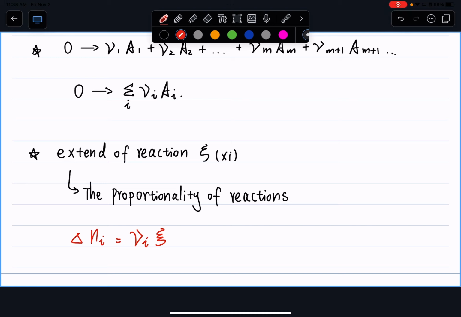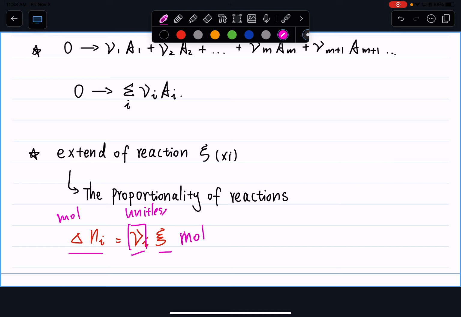Now, in this process, if you think about it, our coefficient is unitless. Right, so the nu I, that is your stoichiometric number, it doesn't have any unit. The total change of number of mole is in unit of mole. So your proportionality of reactions also has unit of mole.